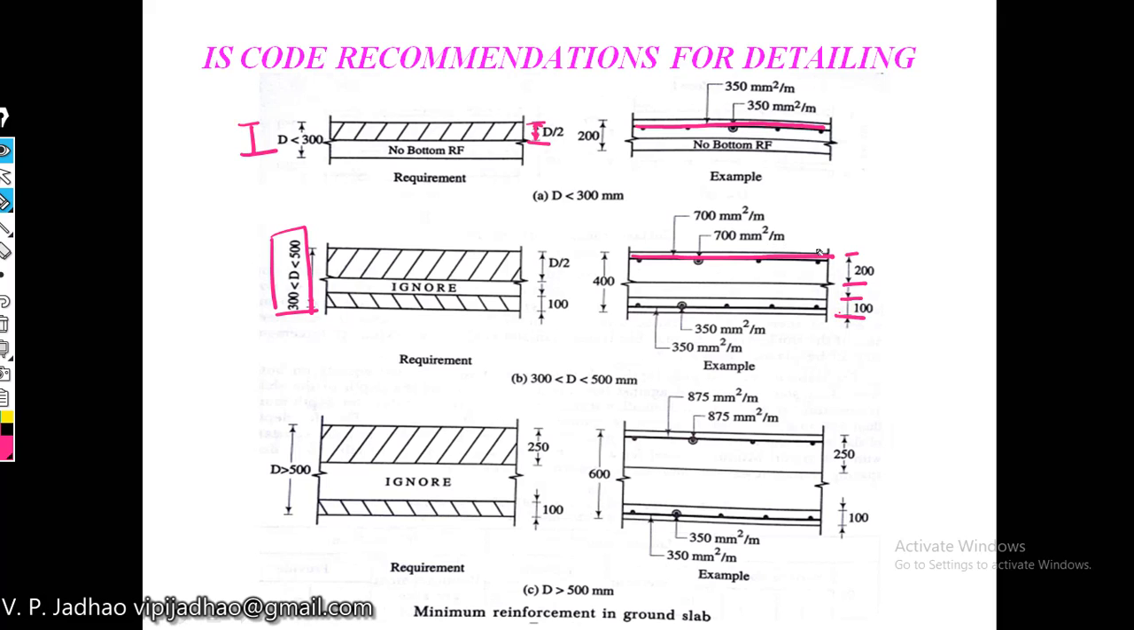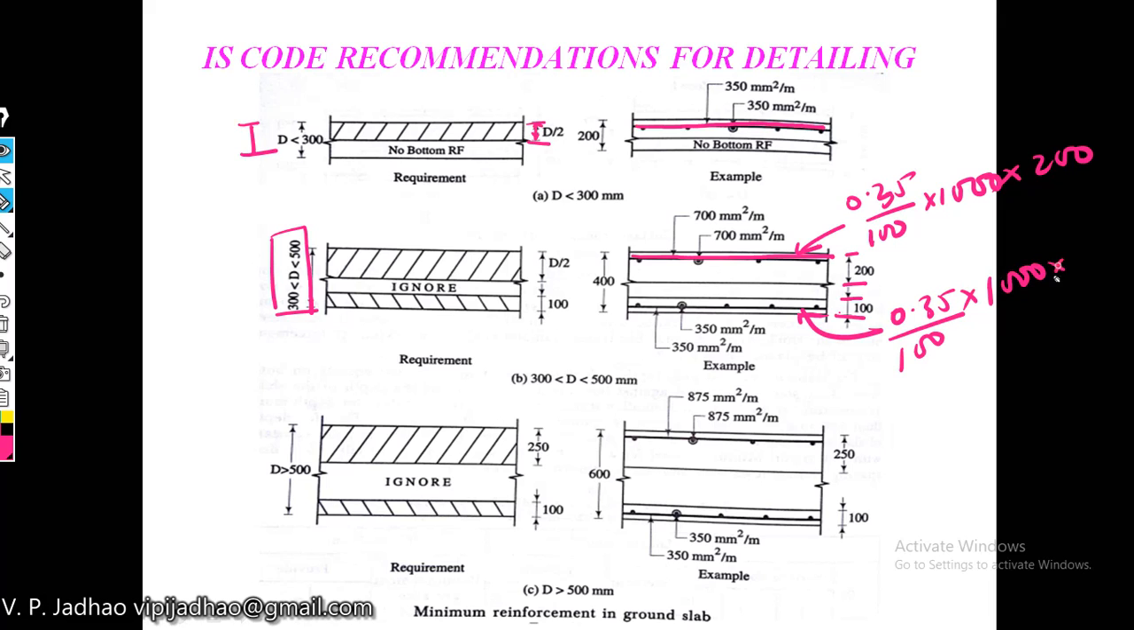So while providing the AST, we have to provide here 0.35 divided by 100 multiplied by 1000, and the thickness will be 200 mm here, whereas here the AST will be again 0.35, sorry, divided by 100 into 1000 into 100. Like this we have to provide the steel.